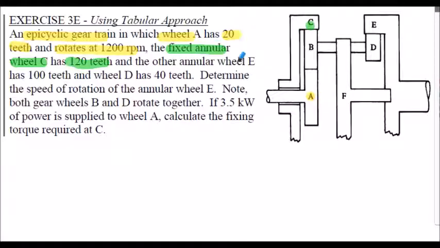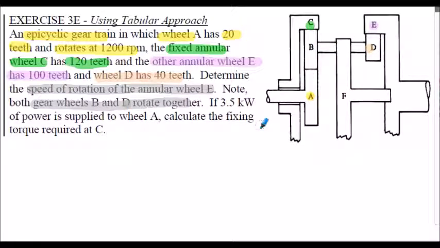Got a fixed gear. And the other annular wheel, wheel E in this case, has 100 teeth. And wheel D has 40 teeth. We've got to determine the speed of rotation of annular wheel E. It says note both the gear wheels B and D rotate together, so they're compound gears. B and D are on the same shaft in this case.